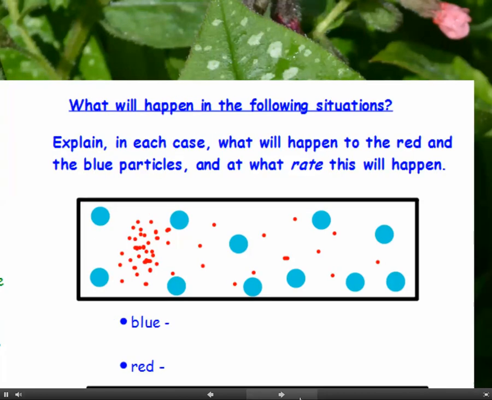So see if you can work out what will happen in the following situations. Explain in each case what will happen to the red particles and the blue particles and at what rate this will happen.